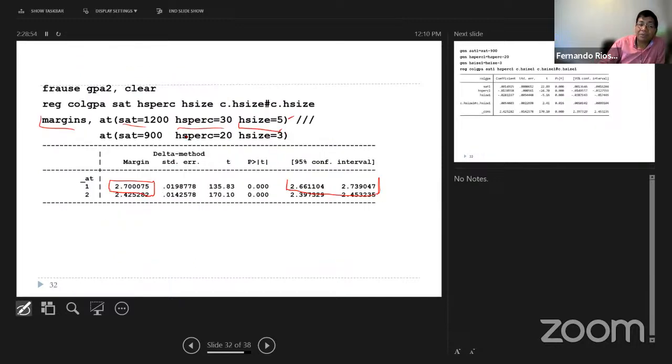If I would like to do it for a different person, somebody with a lower SAT score, a lower high school percentile, but a smaller household size, I can do the same. In Stata, I estimate the margins at these values, and it's going to give me this other number. So if I compare the predicted score between individuals with these characteristics, it does seem that the first one, probably because of the higher SAT score, will perform better in college compared to the second one. At least on average, you should expect them to perform better.